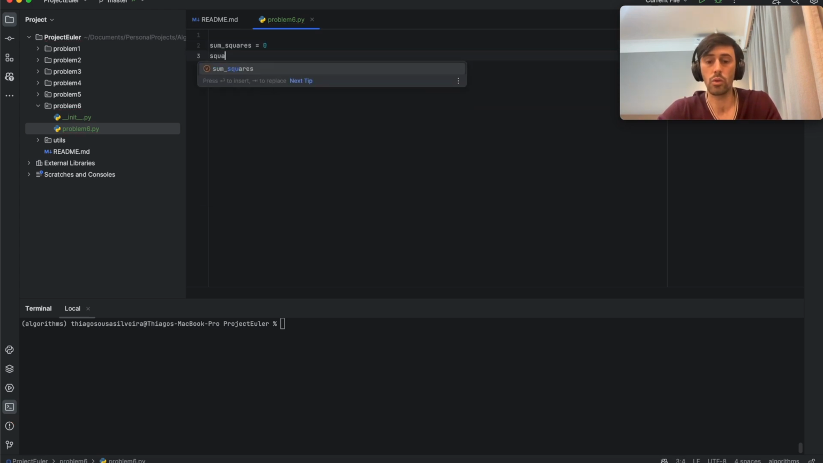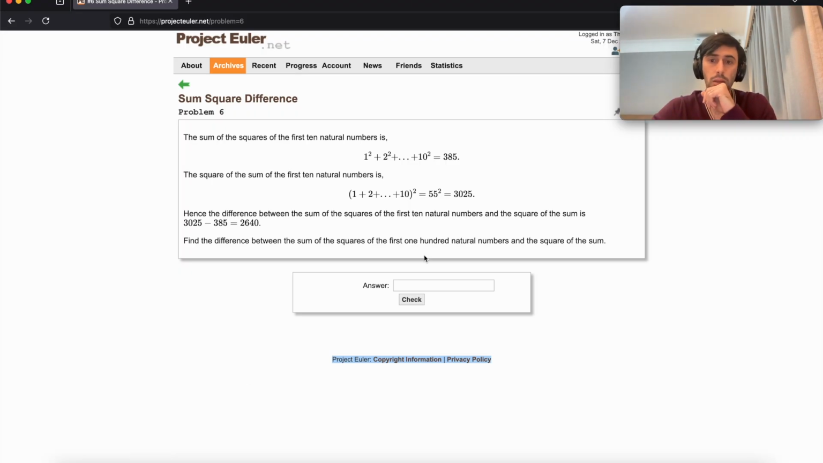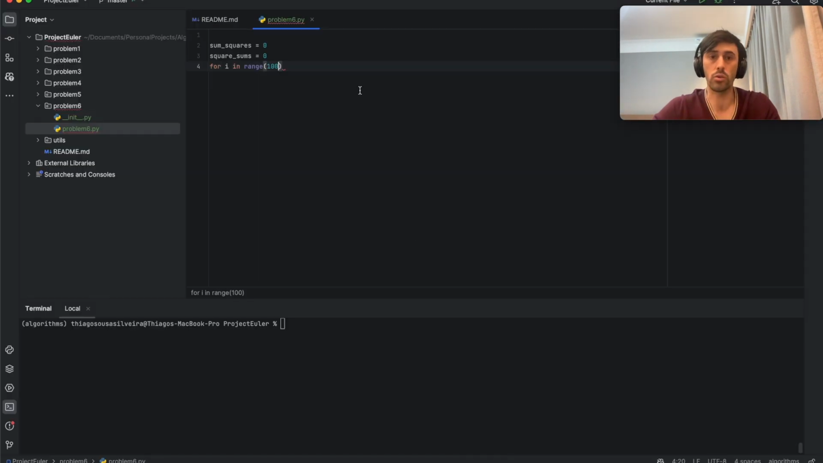equal to 0, and the square of sums, which is also equal to 0. We start with these two variables, and then we just loop for i in range 100. Is 100 included? Let's find out. Yes, 100 should be included. So let's then include 101. This should be the range, and we start from 1, right? Then we loop in this range, and then the sum of the squares, we have to sum i squared.